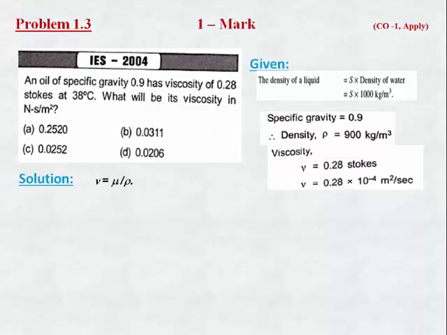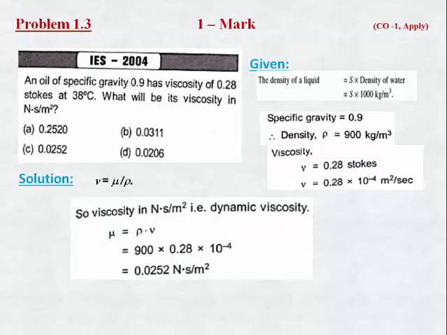Solution: nu equal to mu by rho. So we have to find out dynamic viscosity. So rho we already found, 900, into nu which is 0.28 into 10 power minus 4. Finally we find mu equal to 0.0252 Newton second per meter square. So the answer is C.